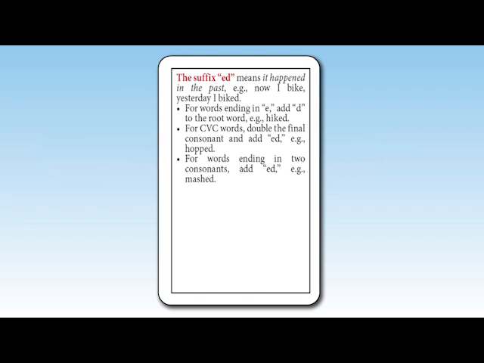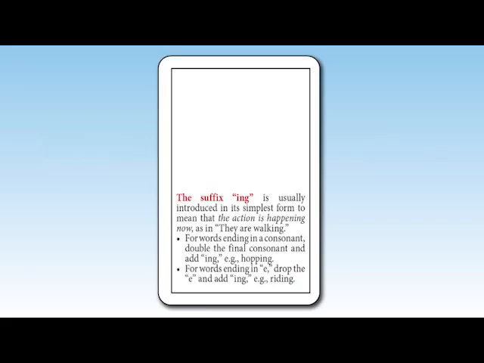For example, mashed. The suffix ing is usually introduced in its simplest form to mean that the action is happening now, as in, they are walking. For words ending in a consonant, double the final consonant and add ing. For example, hopping. For words ending in E, drop the E and add ing. For example, riding.